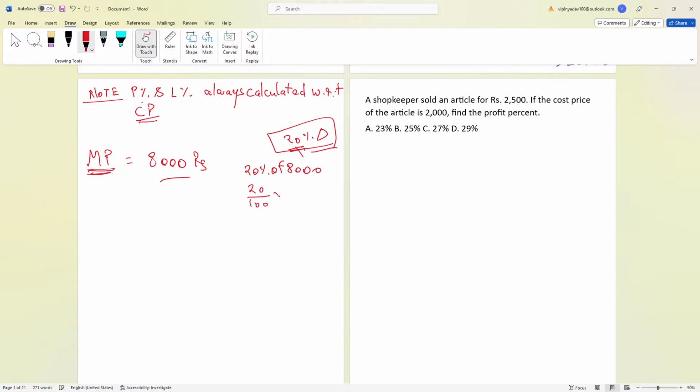So it will be 20 by 100 times 8,000 over here. So the 0s cancel. It will be 1,600 is the discount. So what the shopkeeper will do now, he will subtract the 1,600 rupees from this.